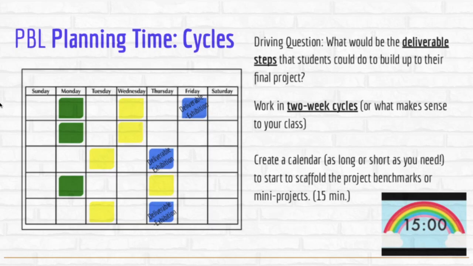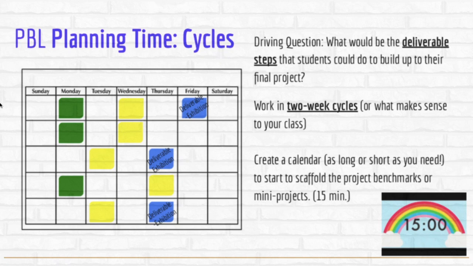Once you have things categorized, you want to go ahead and start to calendar. So you want to make sure that you're laying these things out in a cycle. The question you want to think about is, what would be the deliverable steps that students could do to build up to their final project? What could happen in the next week or two to build the skill, or to build a piece, or to have part of this project understood, that they could turn something in?